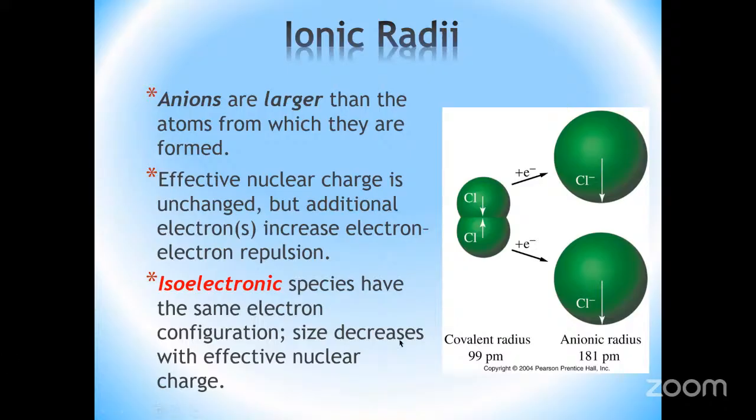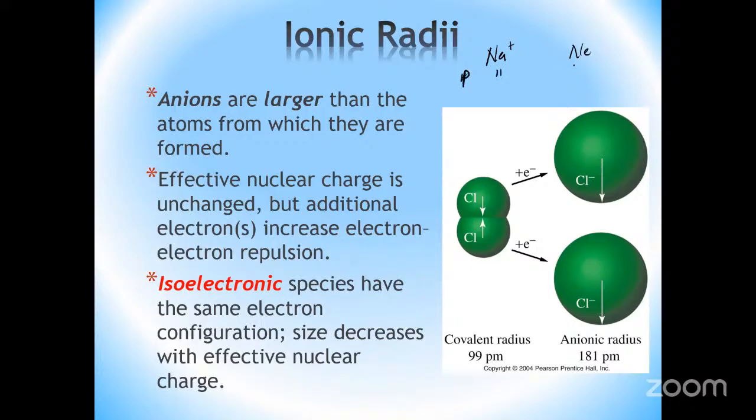Basically, the size decreases with effective nuclear charge. So let me give one example. Let's say, for example, you want to compare the sodium ion to neon, and you want to ask yourself which one has a smaller size or greater size. What I would do in order to establish that is look at the number of protons first in the sodium ion. That would be 11, right? So for protons, that would be 11.